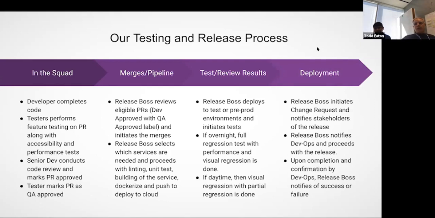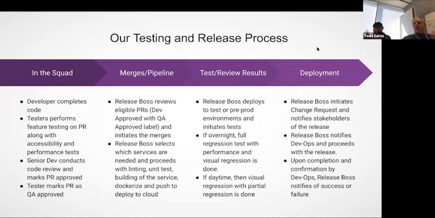They initiate a change request. We have a formal change request process that they go through and they submit it out. It notifies the stakeholders, hey, we're doing a release. The release boss talks to DevOps. DevOps says, yep, go ahead, give us a call if anything fails. And then they proceed with the release. And after they're done, they initiate the release complete and either notify of success or a failure of the release.